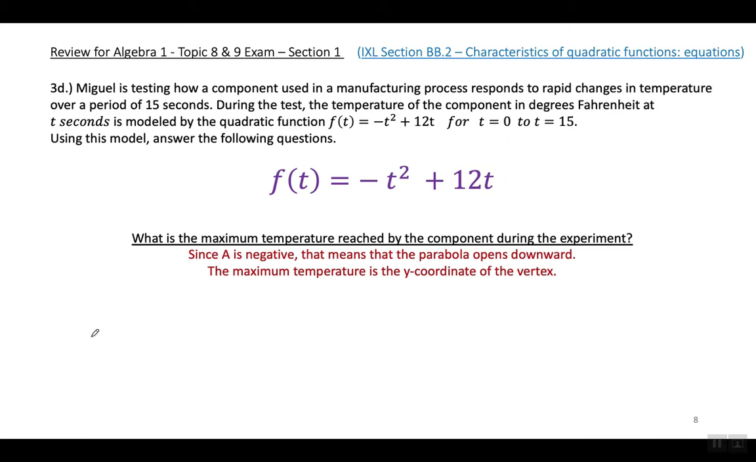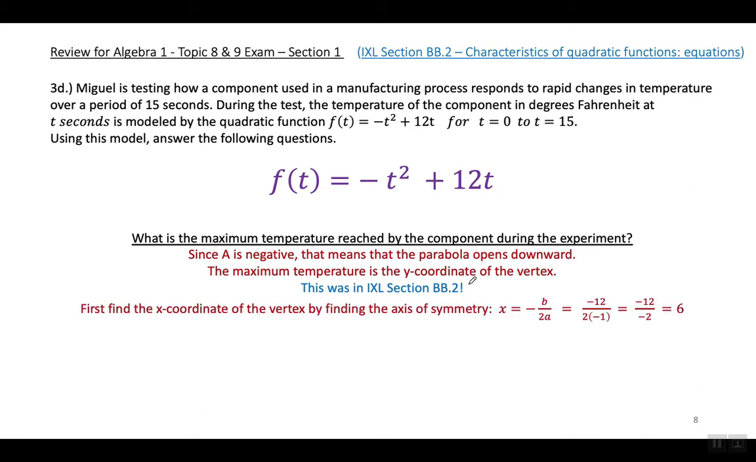But we have to find it. This was in IXL section BB2. That little exclamation point is me yelling at you. To find it, first, you have to find the x coordinate of the vertex by finding the axis of symmetry. To find the axis of symmetry, you need to know this formula. When you do these IXLs, you end up memorizing this formula. It's really not difficult at all. X equals negative b over 2a.